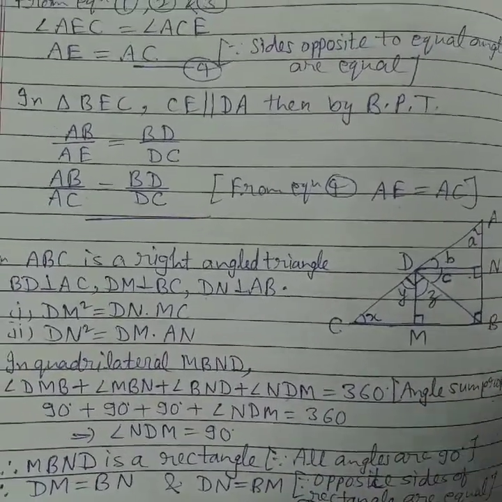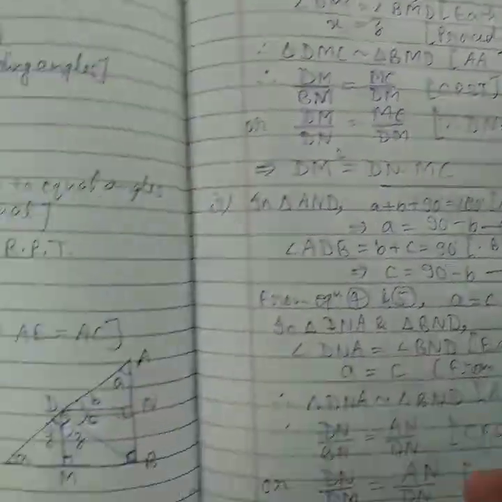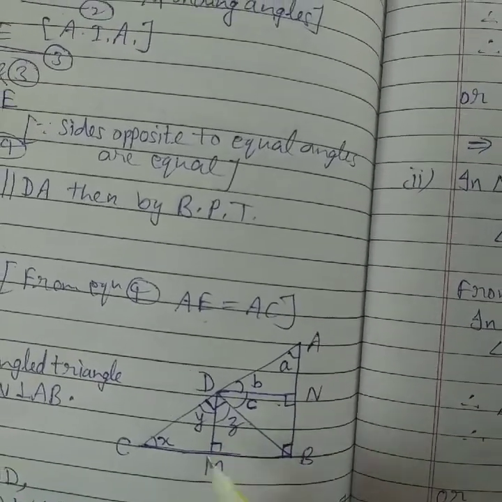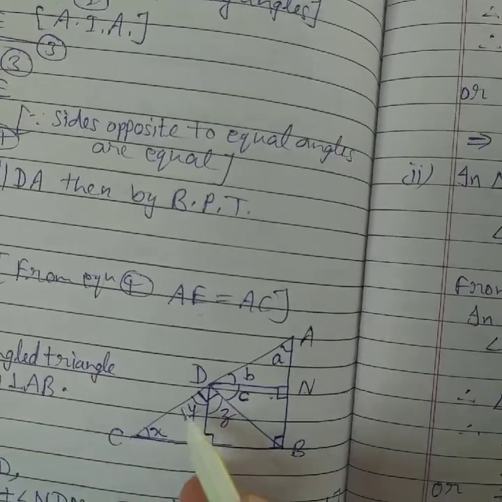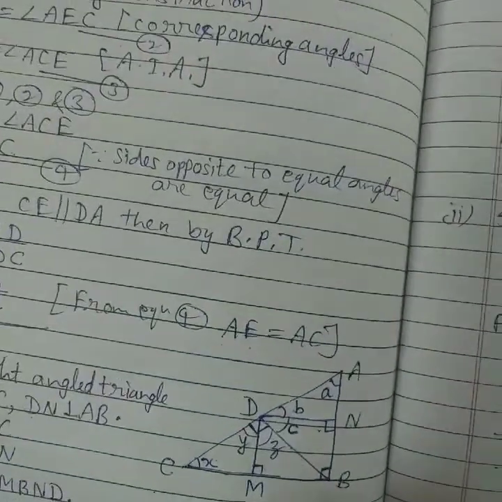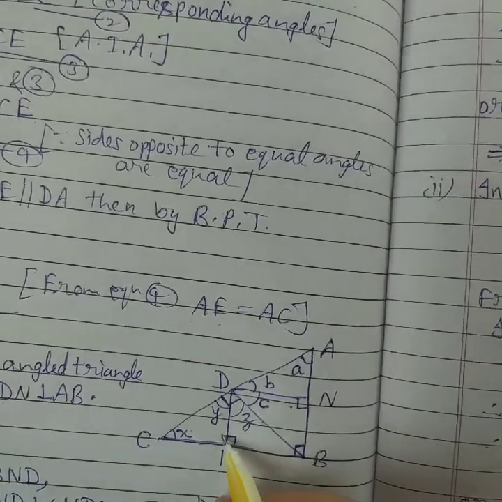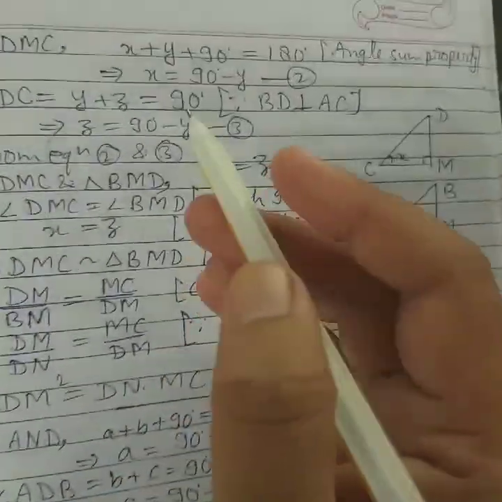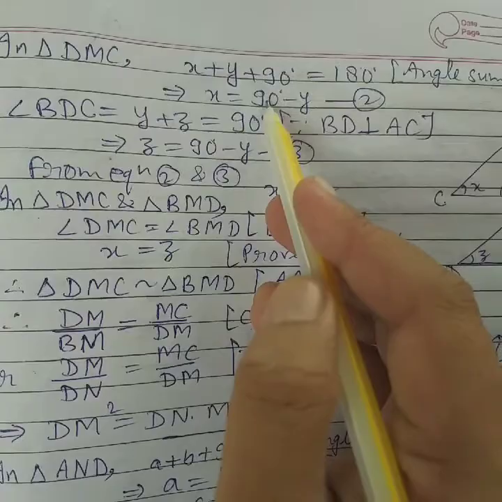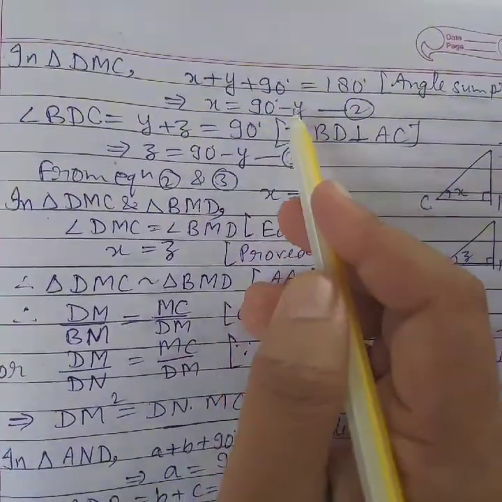This is equation 1 we assume. Clear? Now after this we draw two triangles, triangle DMC and triangle DMB, separately here. We assume these angles x, y and z. First, x plus y equals 90. See here, x plus y plus angle M, that is 90, equals 180 by angle sum property. So we separate x. If we separate x, y goes to the other side with a minus, so x equals 180 minus 90, which is 90, and y also subtracted, so 90 minus y.